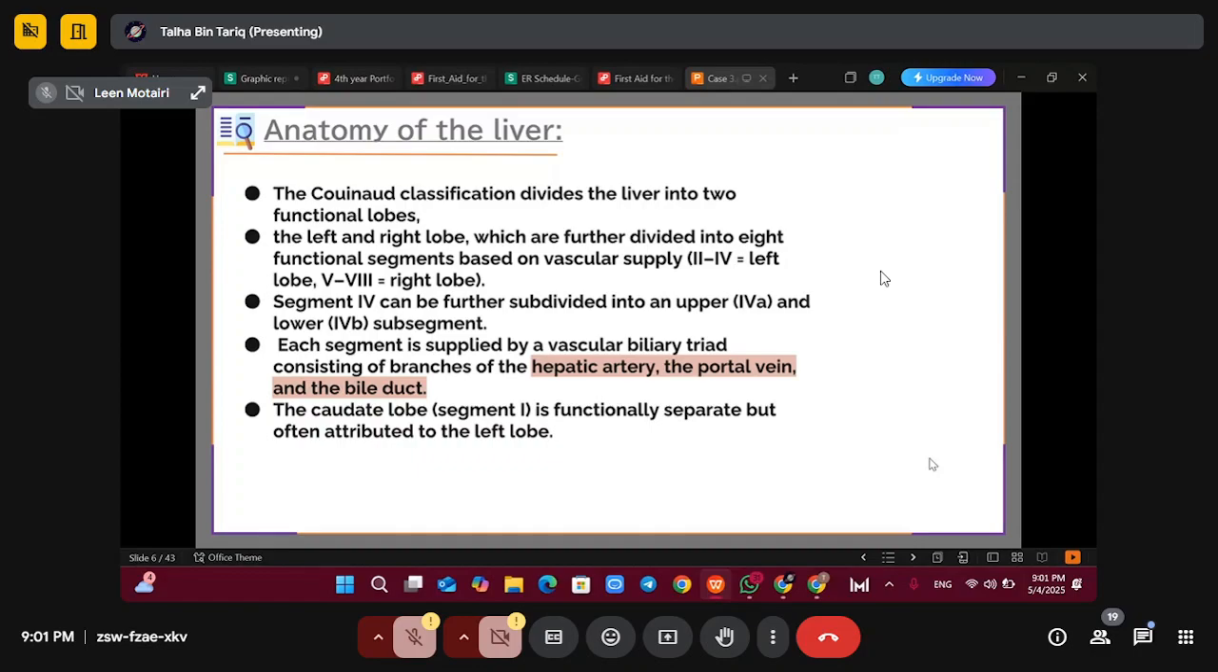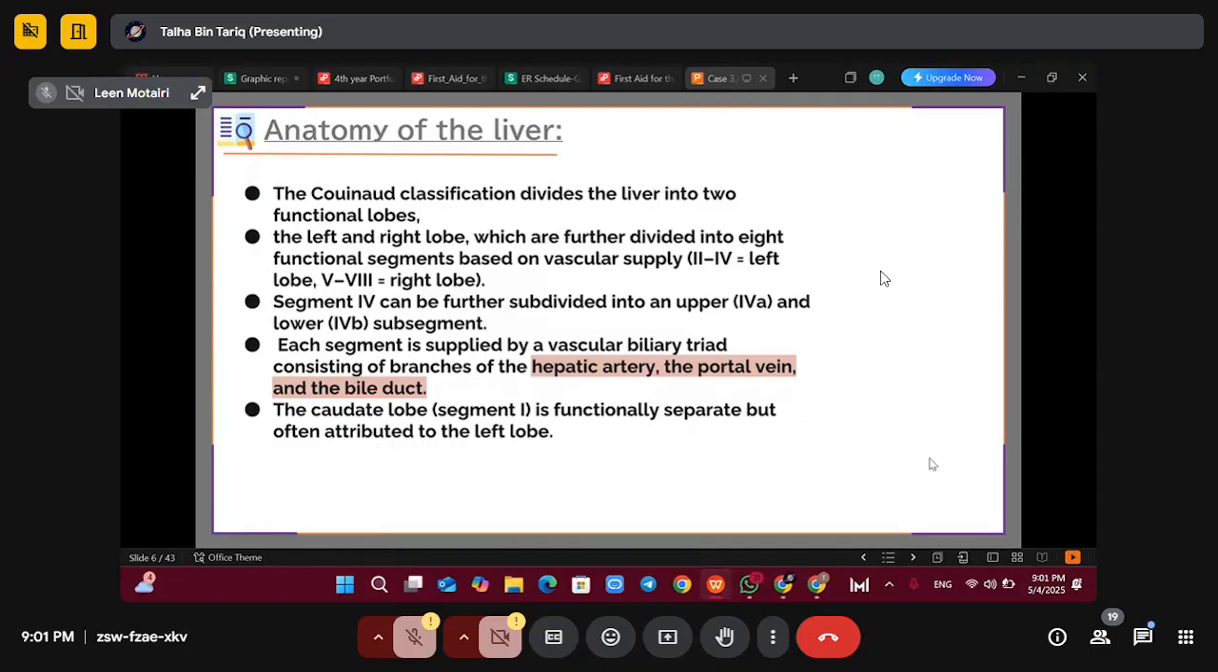As I said, we have the Couinaud classification. It divides the liver into two functional lobes, right? The left and the right lobe. Now, these lobes are further divided into eight functional segments, and this is very important, each segment is supplied by a vascular biliary triad, which includes the hepatic artery, the portal vein, and the bile duct. So this is very important. How you will classify or call them the right and the left lobe is by the segments involved. What segments will be in the right lobe and what will be in the left lobe. Regarding the right lobe, you have segments 5 to 8.